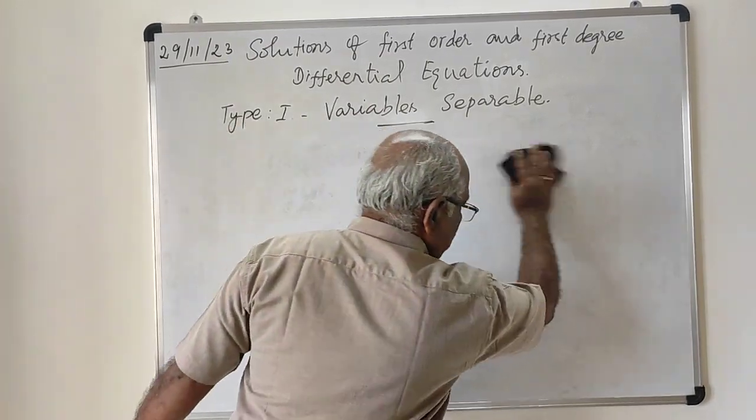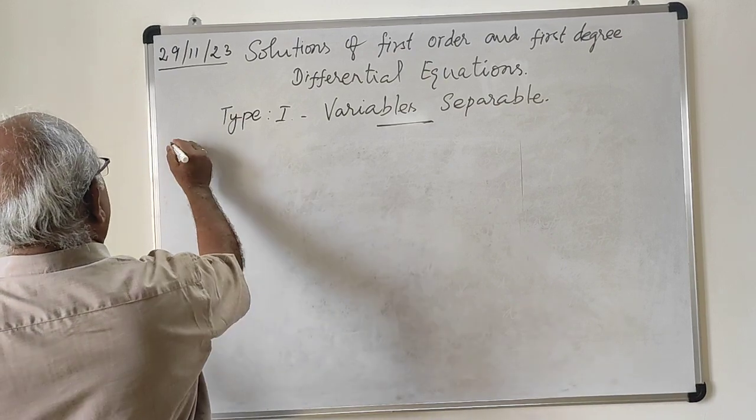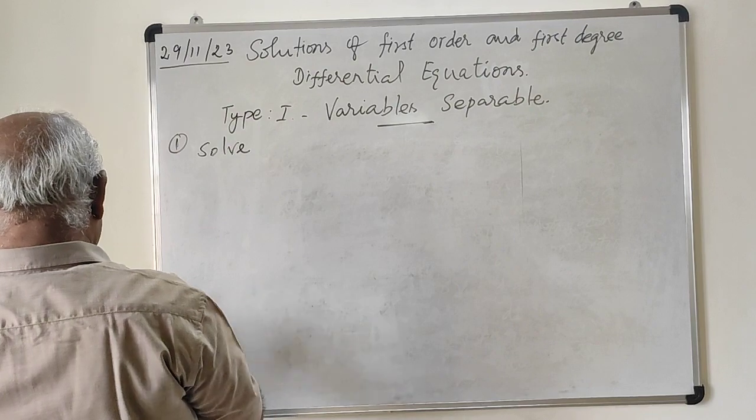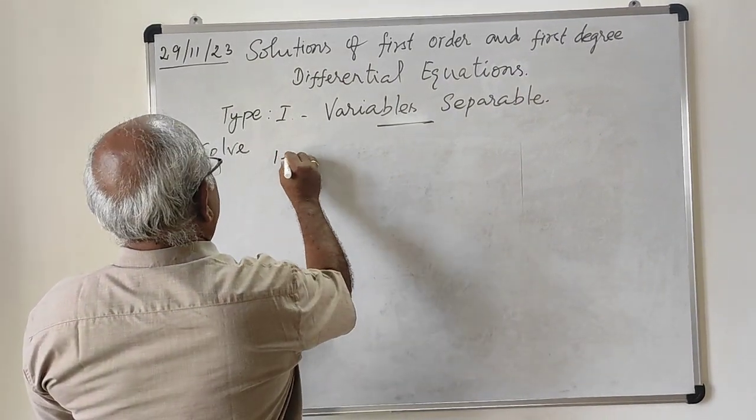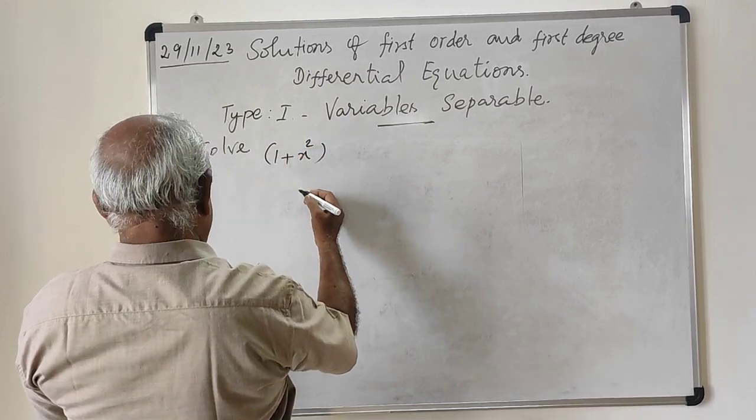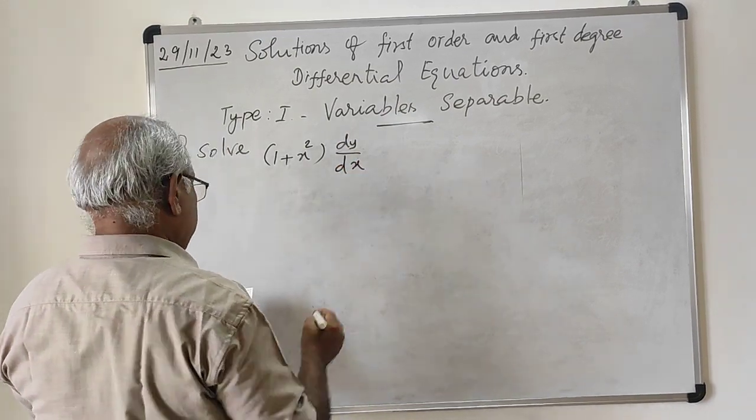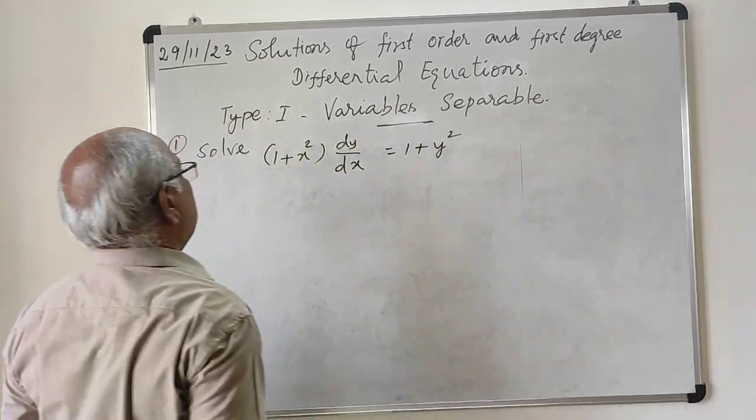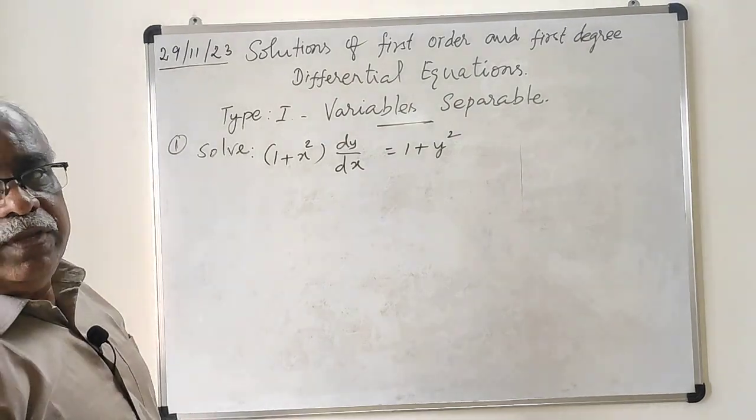Find the general solution of the differential equation. The problem is to solve or find the general solution of the equation (1 plus x square) dy by dx equal to 1 plus y square. This is the problem. You have to solve this equation or find its general solution.